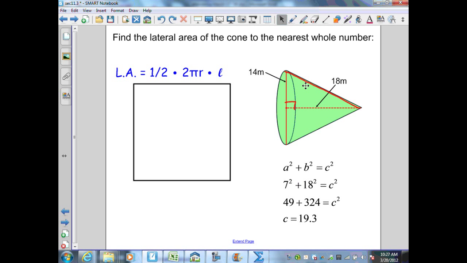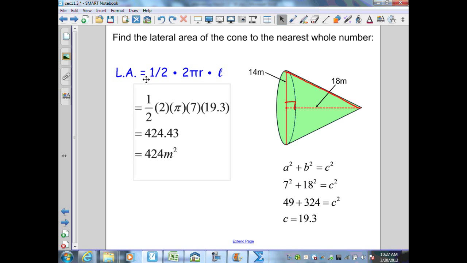Now I substitute that into my lateral area formula, and I get 1/2 times 2 times pi. The radius is 7 times L, which is my slant height I just determined to be 19.3. Plugging into a calculator, I get 424.43. Rounding to the nearest whole number, I get 424 meters squared.